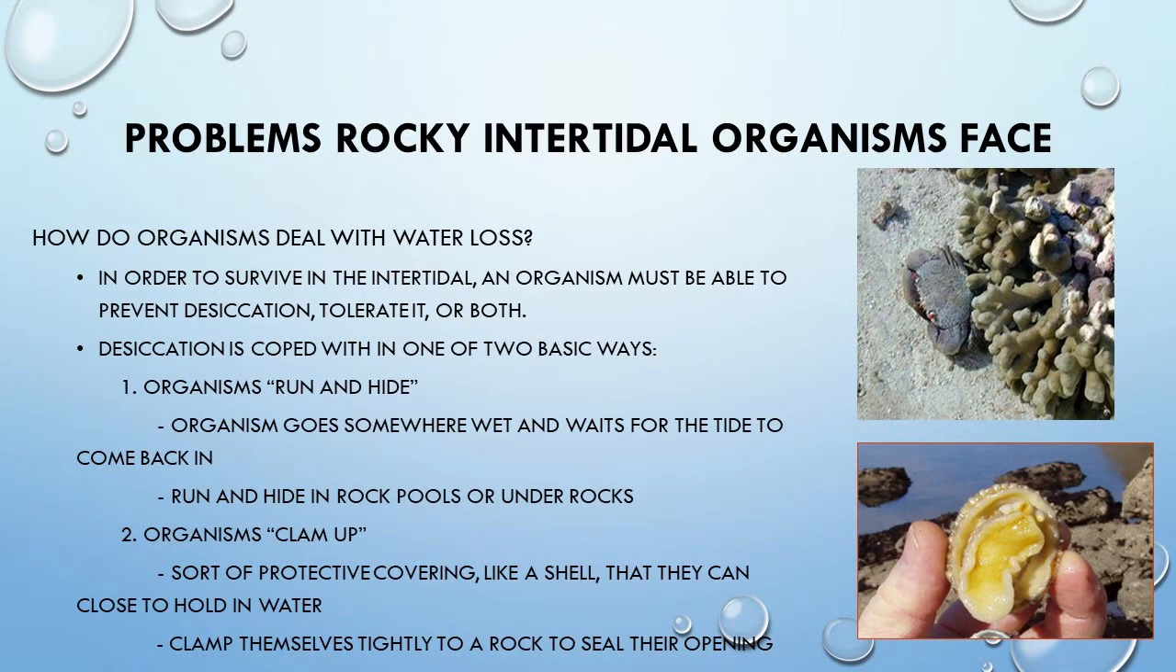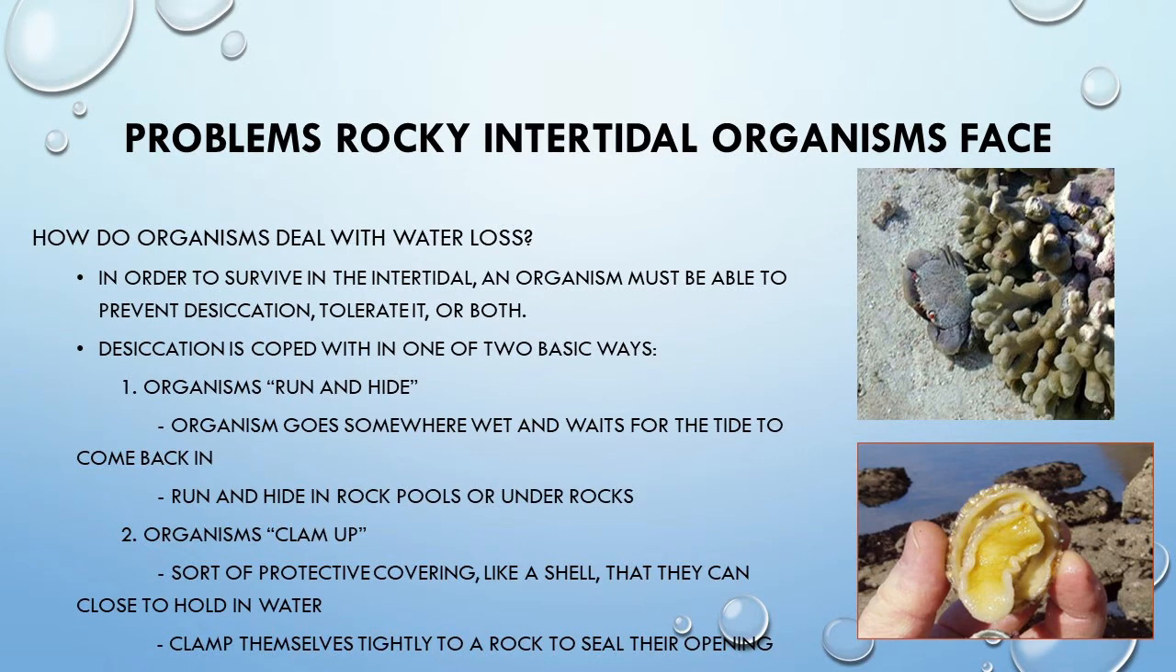Desiccation is coped with in one of two basic ways. Number one, organisms run and hide. The organism goes somewhere wet and waits for the tide to come back in. They run and hide in rock pools or under rocks. Number two, organisms clam up. They find some sort of protective covering like a shell that they can close to hold in water. They clamp themselves tightly to a rock to seal their opening.